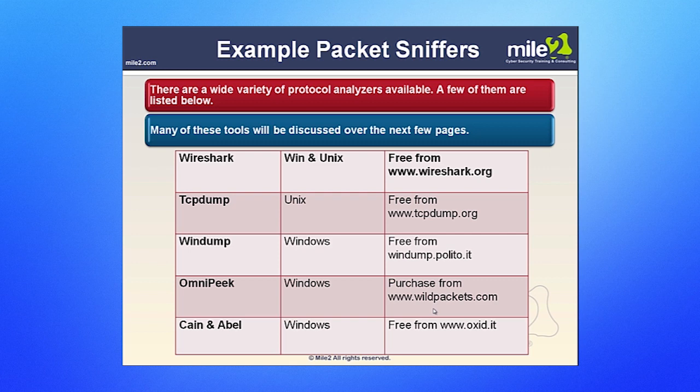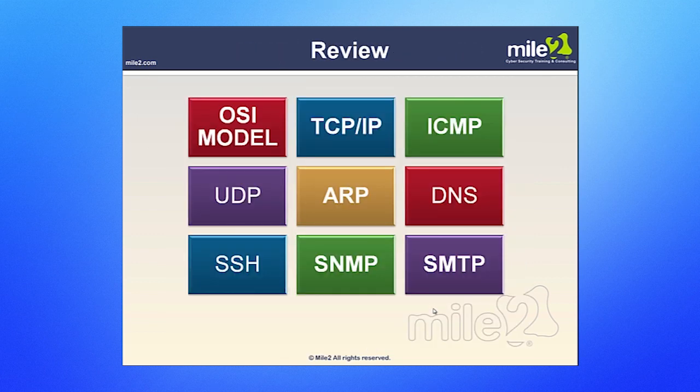There's an OmniPeak. Cain and Abel is known for a lot more than this. Cain and Abel would be a very interesting one to download and play with on your home network and not your work network. They would not appreciate that, and you'd probably get in a lot of trouble. Cain and Abel is known as a hacker tool. Your virus protection will probably think it is as well. It has great power. If you just go to their website and look at it, you can see that, but it can do sniffing as one of its functions.